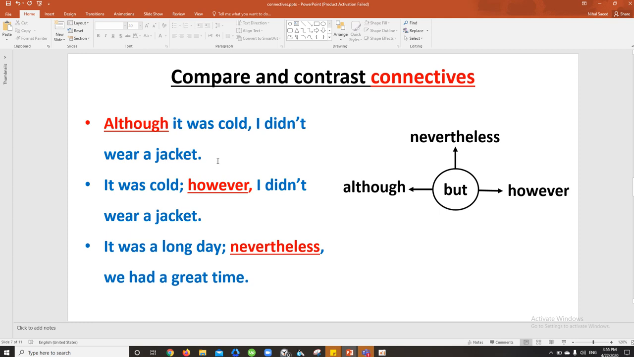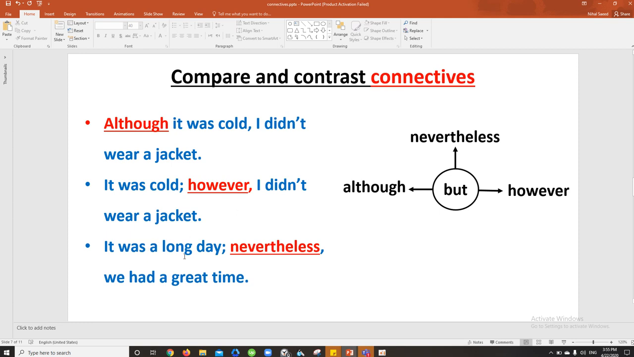So I have here two sentences. They show contrast ideas, two different ideas. That's why I connected these two sentences by using the connective although. The second one: it was cold; however, I didn't wear a jacket. The same two sentences but with a different connective, which is however, and however is like although. It connects two sentences that show contrast ideas between each other. So, it was cold, however, I didn't wear a jacket.